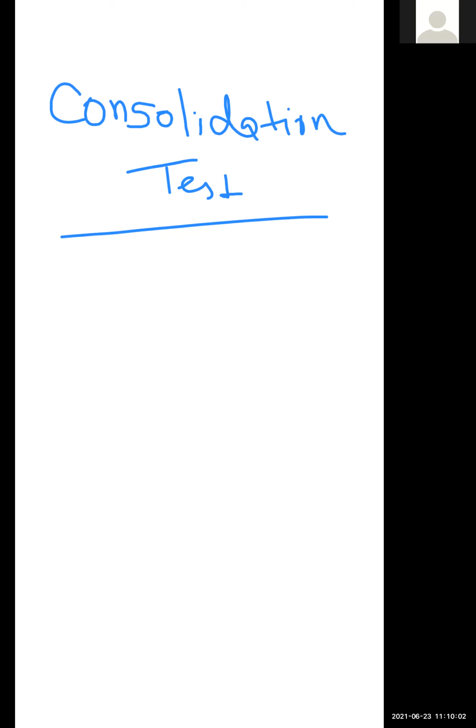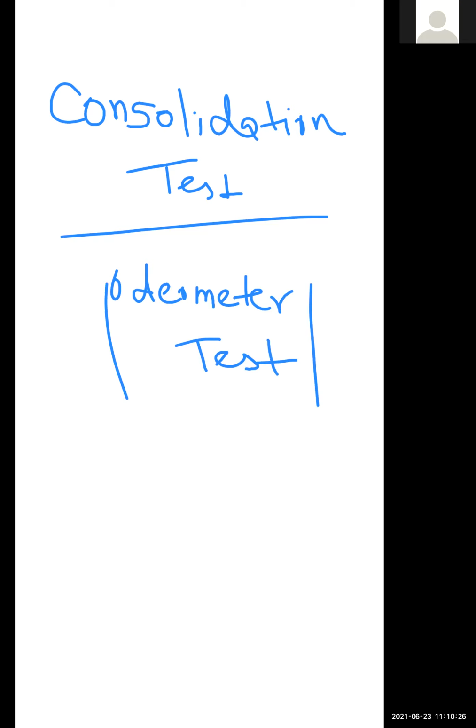Our objective of consolidation test is to determine the settlement due to primary consolidation of soil by conducting one-dimensional test, and this test is also known as oedometer test. So first we have to know about consolidation.